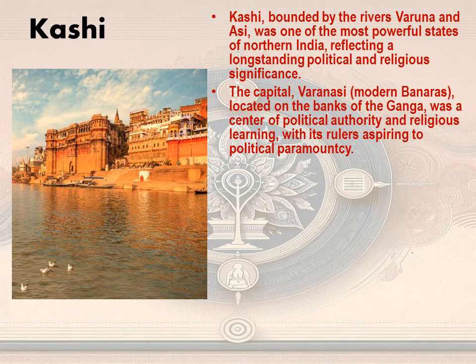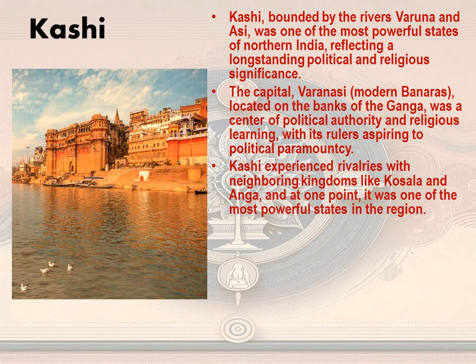So the capital Varanasi, which is modernly called Benares, is located on the banks of the Ganga, and was a center of political authority and religious learning, with its rulers aspiring to political paramountcy. So the rulers of Varanasi wanted to gain political power and supremacy, and the name Varanasi comes from the two rivers Varuna and Asi. Kashi experienced rivalries with neighboring kingdoms like Kosala and Anga.